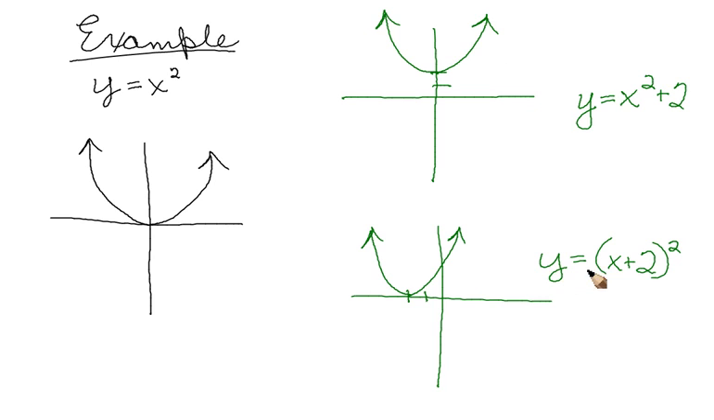And if we have an inside shift, that means we're actually changing the x and then squaring it. So for example, x plus 2 and then squared, okay, that would be to the left because it's plus. So that means the vertex moves to the left 2 places. If it was minus, x minus 2 squared, that would be to the right 2 places.